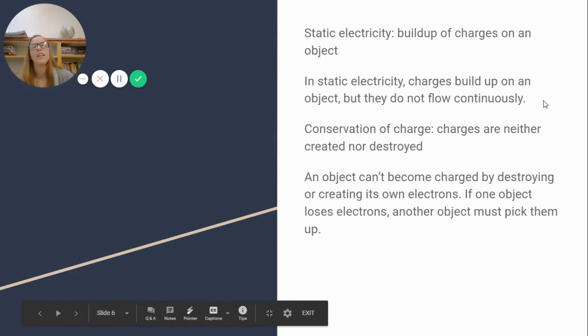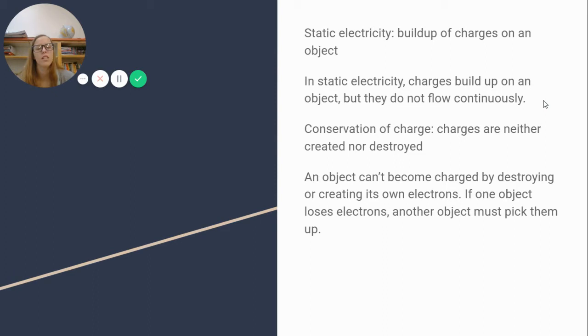Static electricity is the buildup of charges on an object. In static electricity, charges build up on an object, but they do not flow continuously. We have conservation of charge. Charges are neither created nor destroyed. So an object can't become charged by destroying or creating its own electrons. If one object loses electrons, another object must pick them up. So the charges don't go away, but they just maybe get passed from one object to another. Okay?